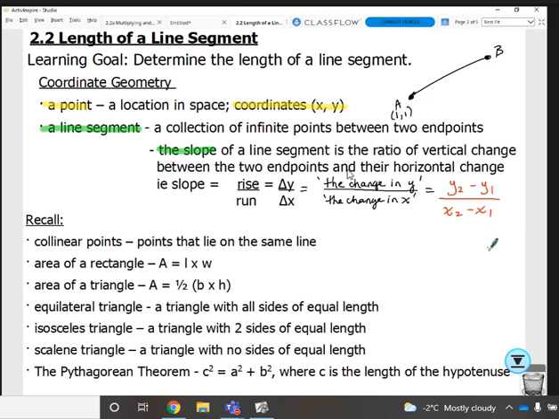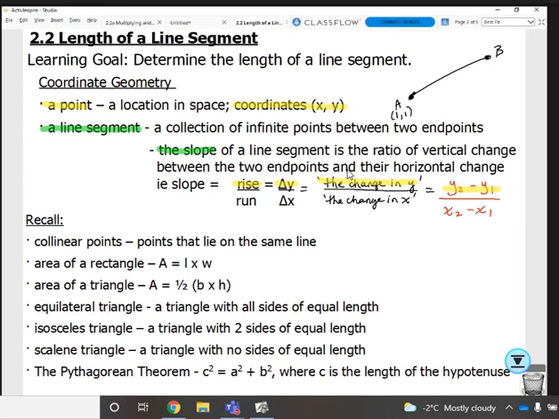It's kind of wild. Rise, delta y, the change in y, and y2 minus y1 all literally mean the exact same thing. Same with the run and delta x and change in x and x2 minus x1. They are all meaning the exact same thing. Any questions about that? Slope, change in y, change in x? You feel okay with that?